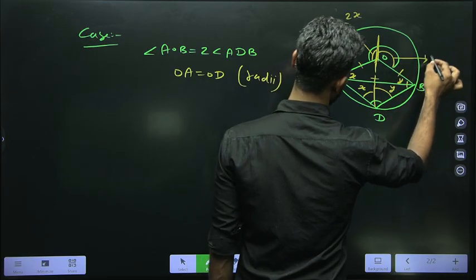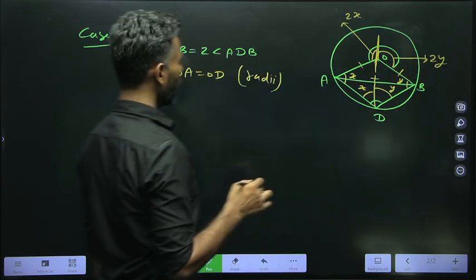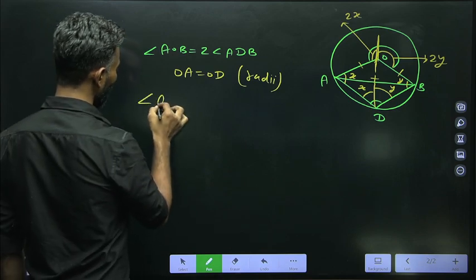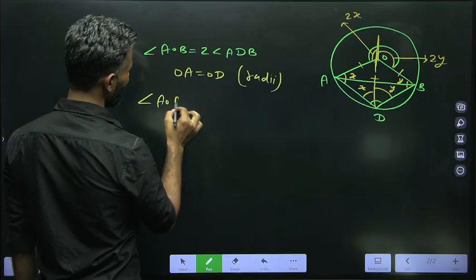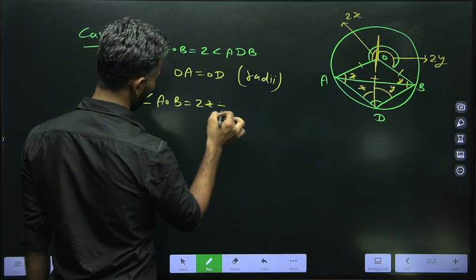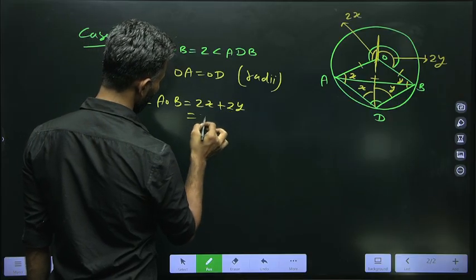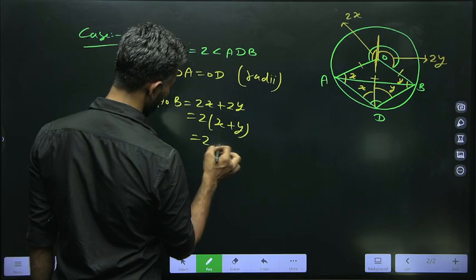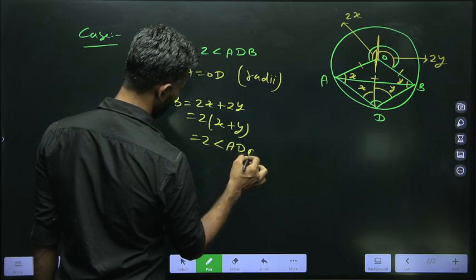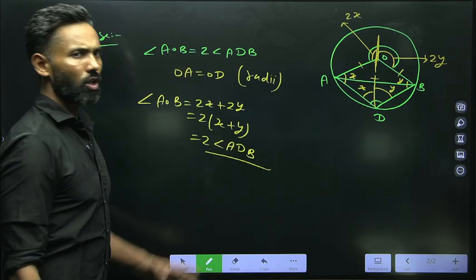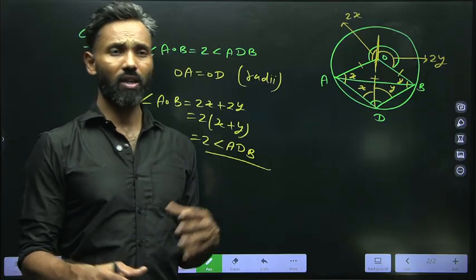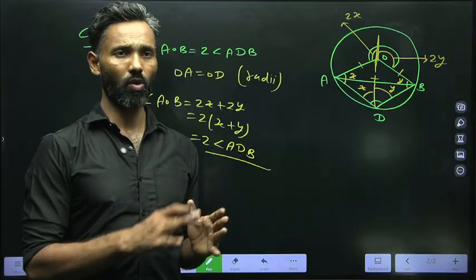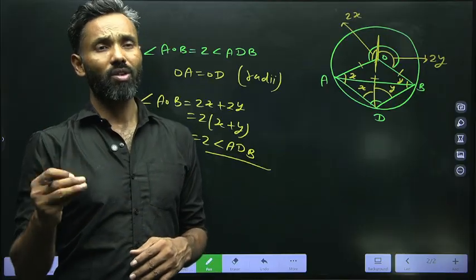Similarly, we can say that this portion will be 2y. Now we can say that angle AOB is equal to 2x plus 2y. 2 is taken common, so this is x plus y. Now we can say twice of angle ADB. Understand that? So this was a quite simple kind of theorem, and I discussed two different cases of this particular theorem to make you understand in a better way.